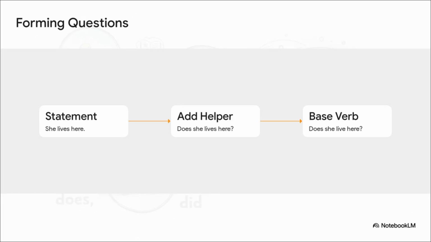And guess what? This same exact rule works for questions. It's perfect. So you start with a statement like, she lives here. Now to turn it into a question, you just pop does right at the beginning. But because does is now doing the work, yep, you guessed it, lives drops its S and becomes live. Does she live here? It's a really simple three-step dance.